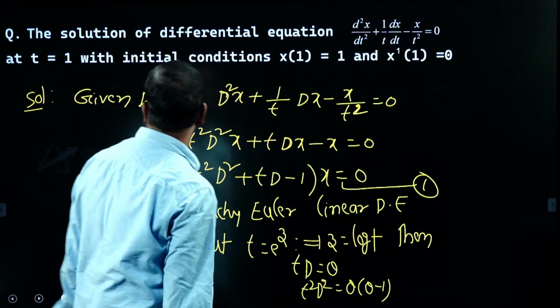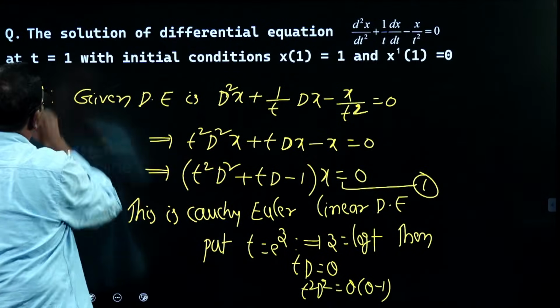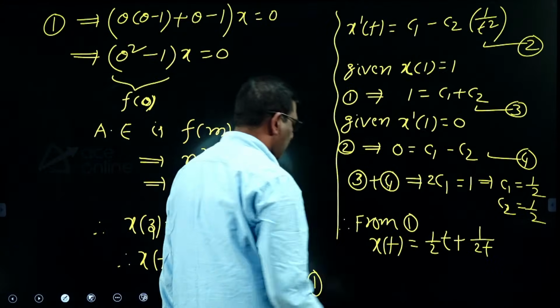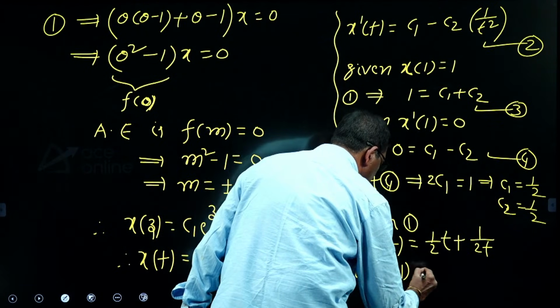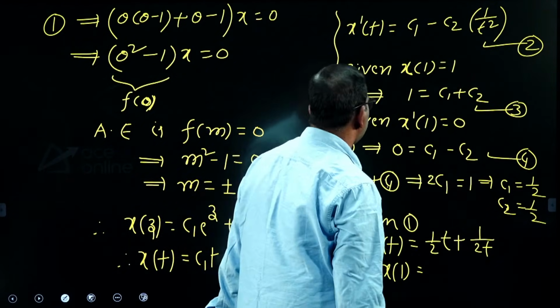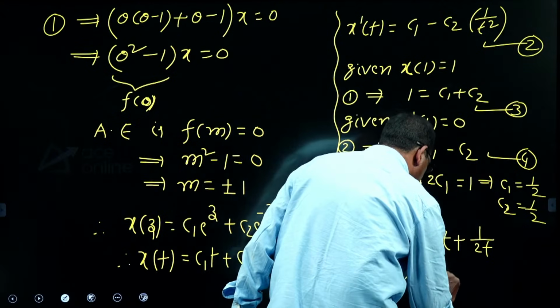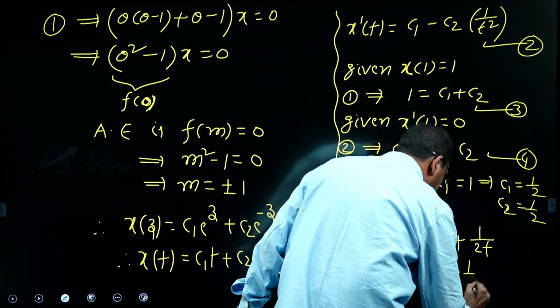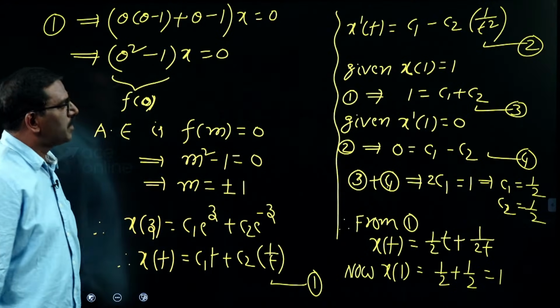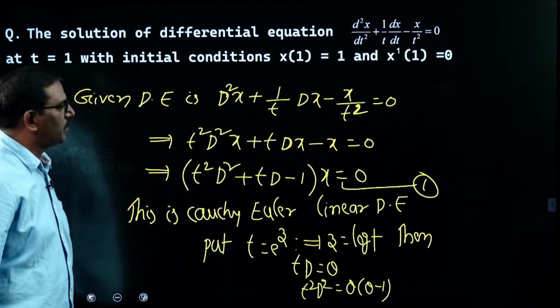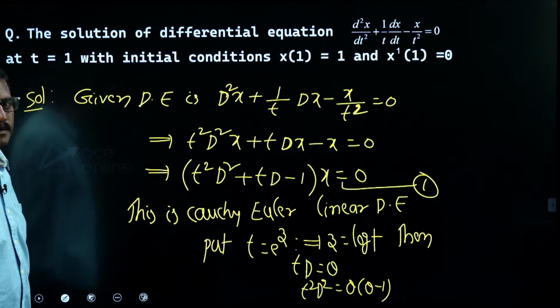Now, what is the tail end of the question? The value of x at t is equal to 1 is required. Now, x of 1 is equal to, what is x of 1? 1 by 2, substitute t is equal to 1, that is 1. Clear or not? With the initial conditions given here, using these conditions we have to solve like this. Okay?